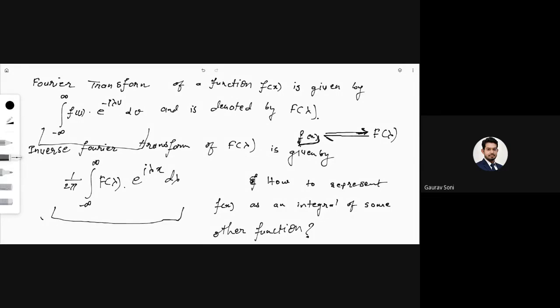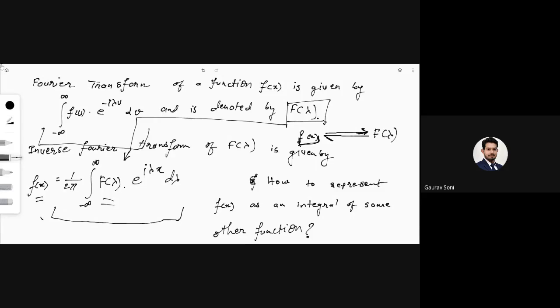Okay. So if I want to express the function f of x as integration of some other function, what we do is we find out the Fourier transform of it. I will get this. And then I can place this F of lambda here, so that f of x is equal to integration of this function. So I have represented f of x as integration of F of lambda. This representation, just placing it in the integral, is called Fourier integral representation.